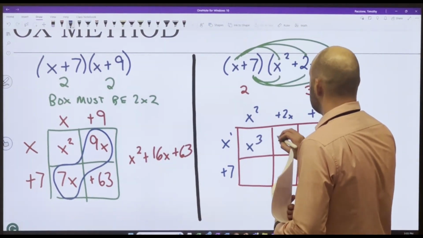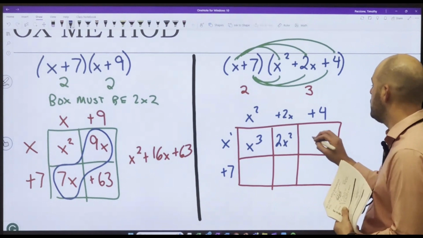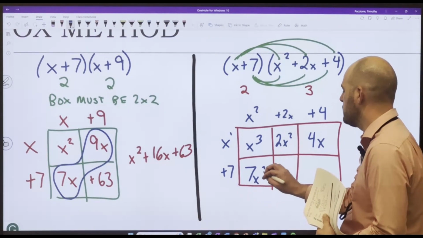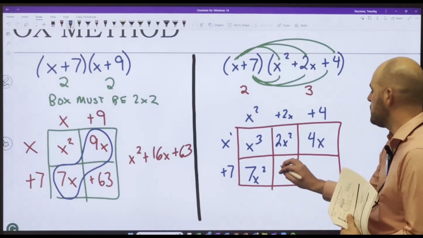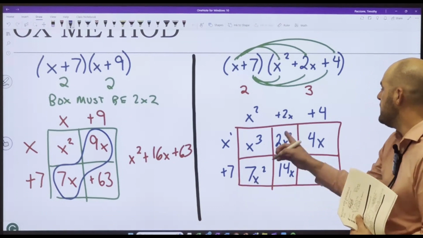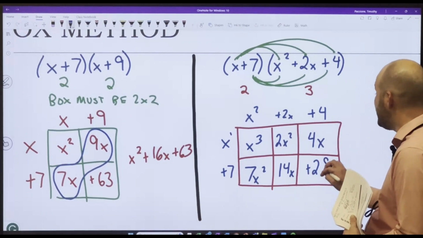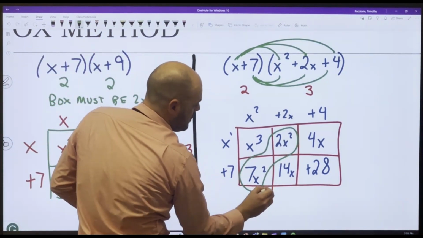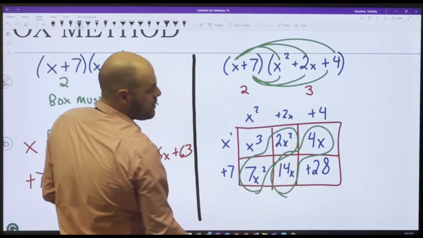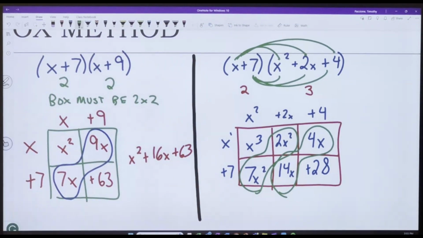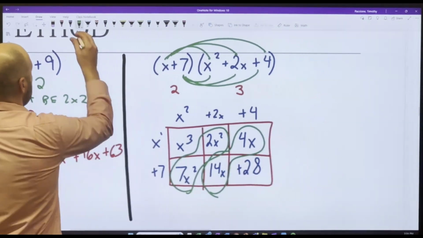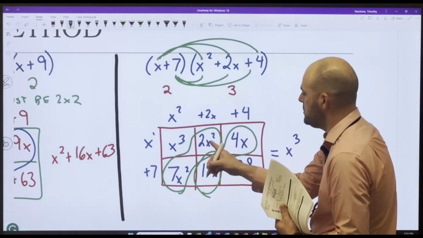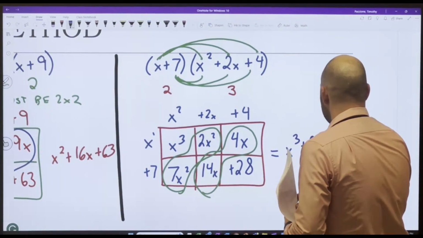X times 2x is 2x squared. X times 4 is 4x. X squared times 7, that's 7x squared. 7 times 2x is 14x. 7 times 4 is 28. And again, you get these nice diagonals. Look, x squareds, x's, right? So your like terms end up in these diagonals, and you can just bring them all together, and you end up with x to the third. It's by itself. These two are together, so that's 9x squared.